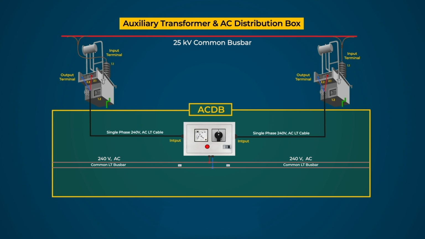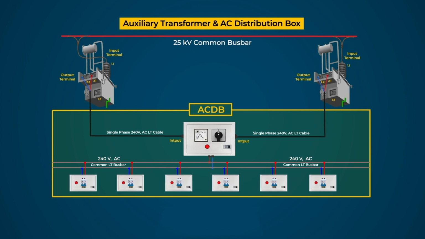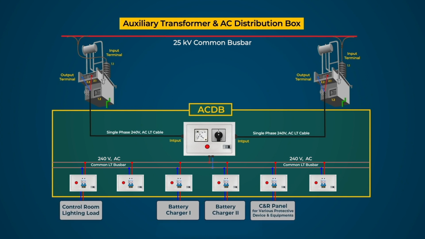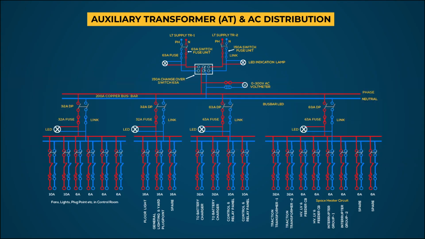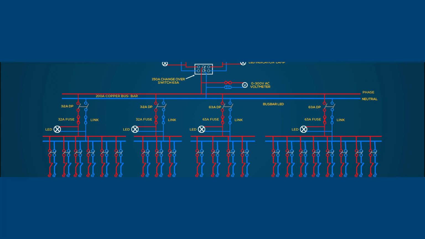This supply is further extended from the AC busbar to both the battery chargers, control room lighting load, C&R panel, yard lighting load, and heater circuit of TR, CB, BM, etc. through fuses. This figure shows the complete scheme of AC supply through ACDB inside the control room.